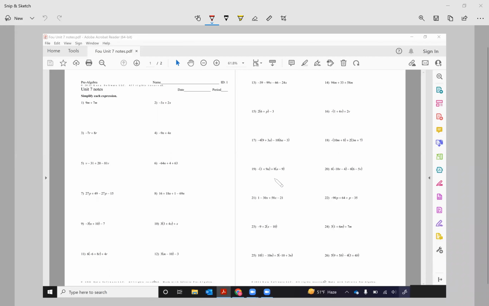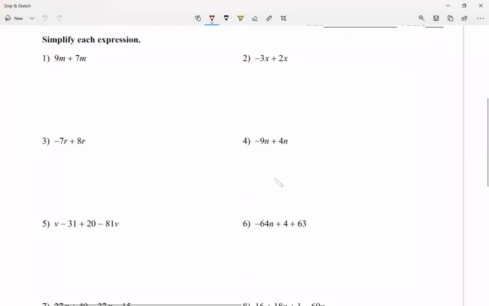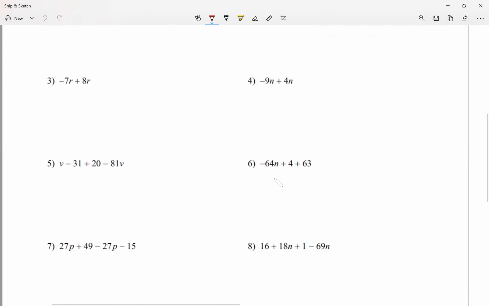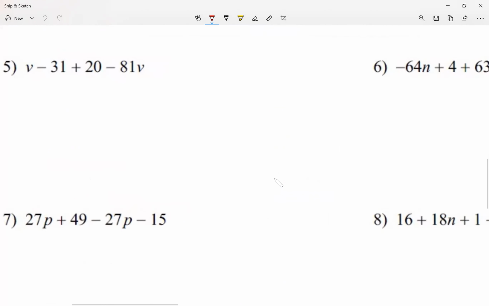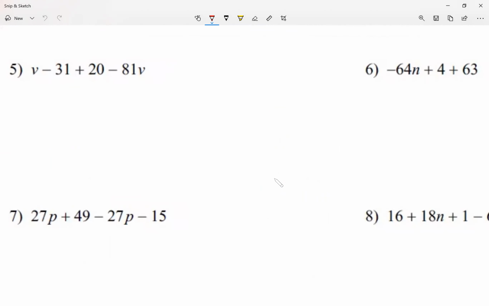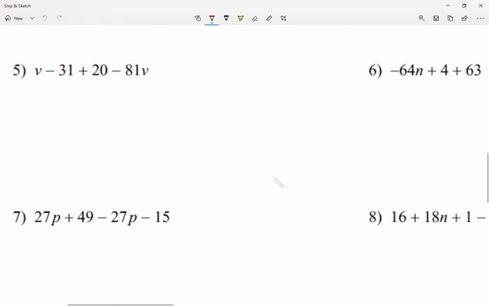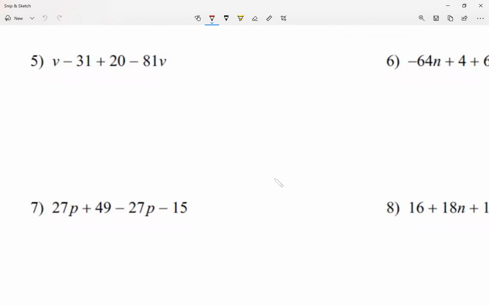Okay, so now we're going to extend it a little bit more. Yesterday's lecture, the first 4 questions, it was too simple. The terms were like terms because they had the same letter. We were just combining the numbers, but now we're going to expand it a little bit more. Today I'm going to work questions 5 through 8. Now we have more than 2 terms, but I'm going to combine the like terms.